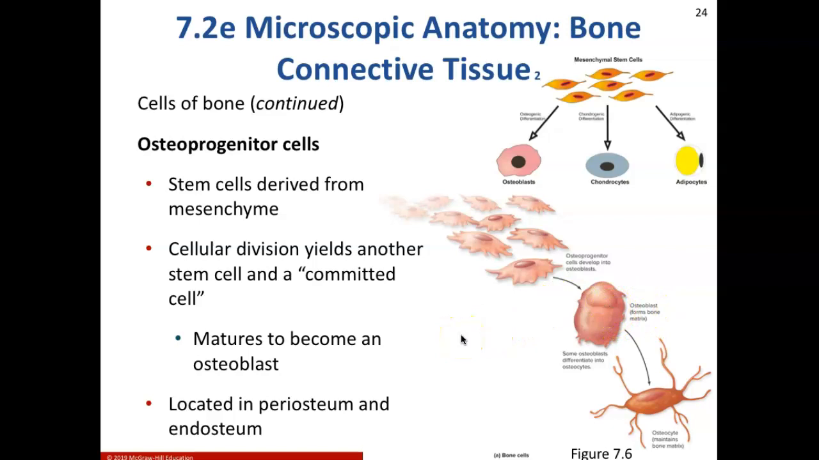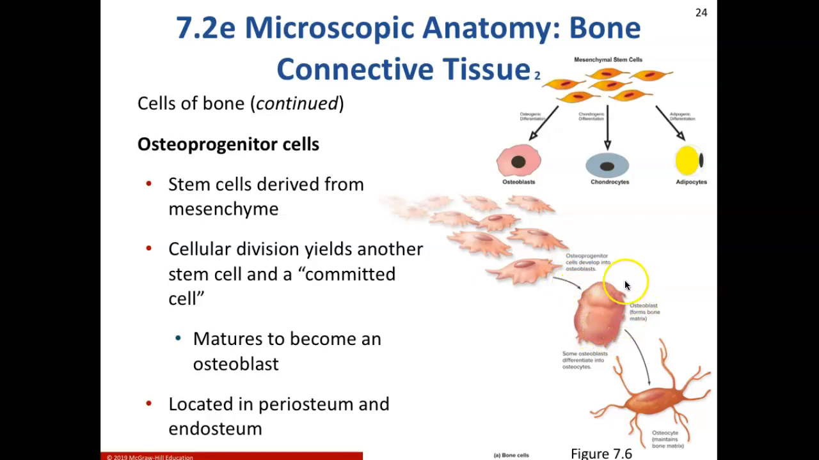Our osteoprogenitor cells are stem cells that are derived from mesenchymal stem cells. I always say these mesenchyme or mesenchymal cells are like your inner 5-year-old. They can become anything that they want. So you can see here in this illustration, they are turning into osteoblasts, chondrocytes, or even adipocytes. This cellular division is going to yield another stem cell and a committed cell. That committed cell is going to morph from an osteoprogenitor cell to an osteoblast.